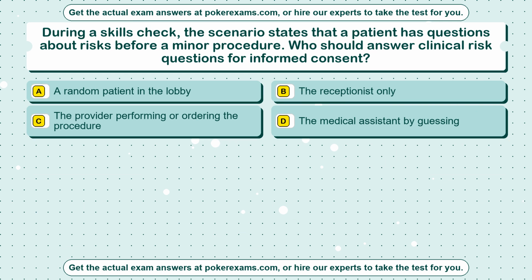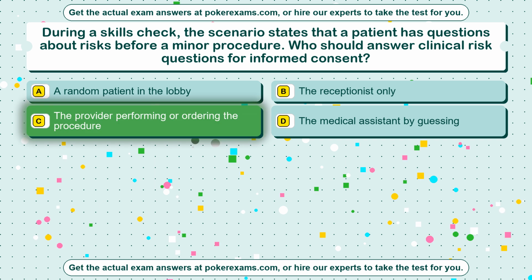Question 70. During a skills check, the scenario states that a patient has questions about risks before a minor procedure. Who should answer clinical risk questions for informed consent? Option A, a random patient in the lobby. Option B, the receptionist only. Option C, the provider performing or ordering the procedure. Option D, the medical assistant by guessing.